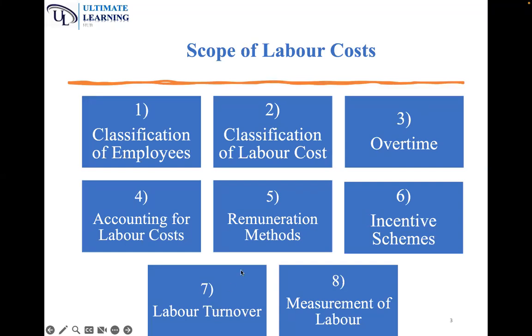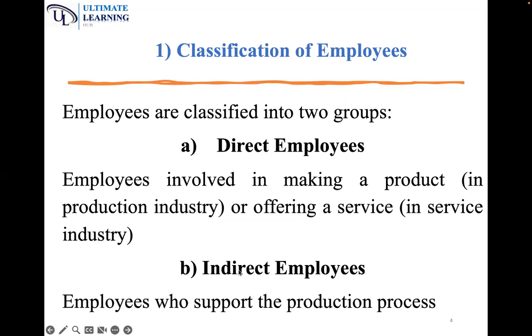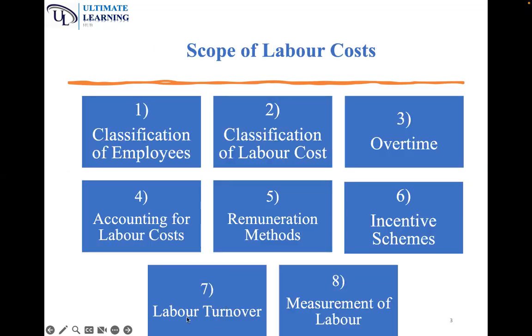The seventh area is known as labor turnover. What is labor turnover? The rate or the frequency at which employees leave an organization. That is labor turnover. And finally, the eighth area is measurement of labor.